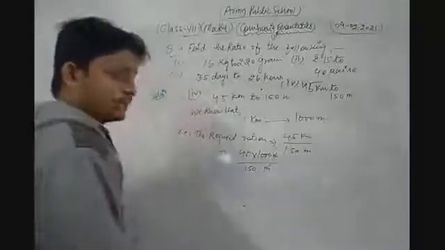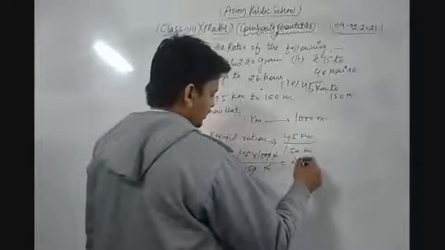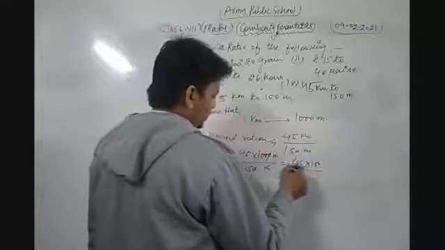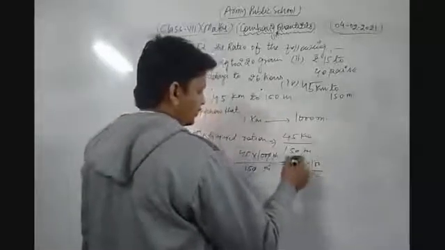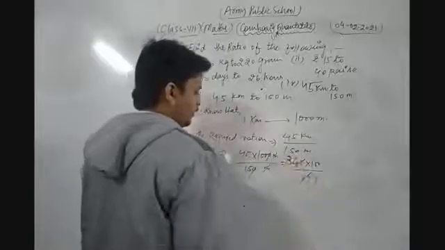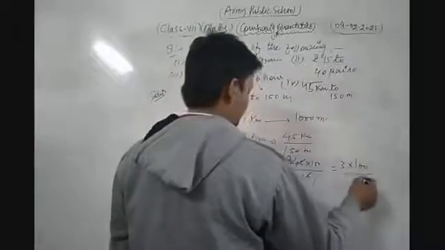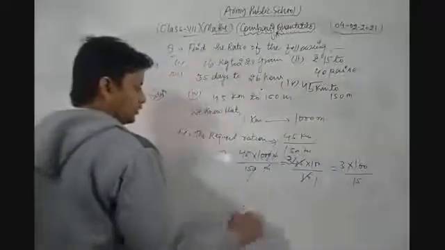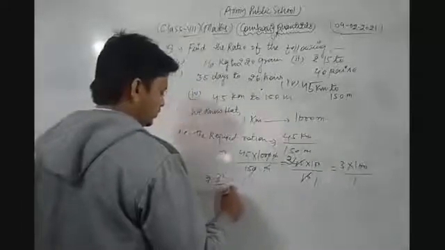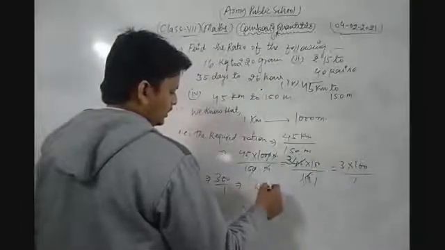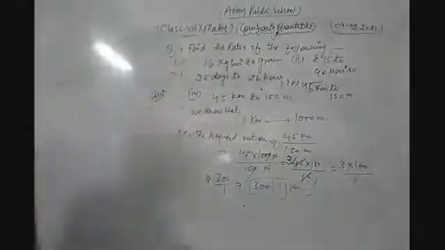150 meter. Meter cancels with meter, and 10 also cancels, so we get 45 into 100 upon 15. 15 3s are 45. So 3 into 100 upon 1. We get 300 upon 1. Thus the required ratio is 300 ratio 1. This is the required solution of the given question.